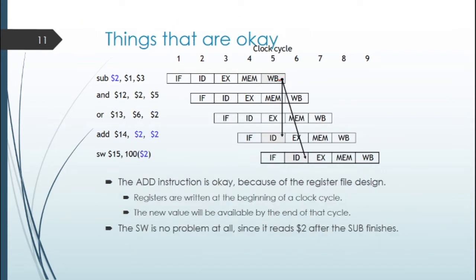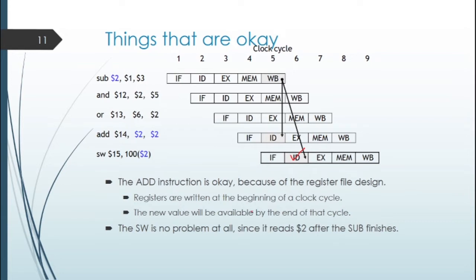So which of these dependencies are fine? You can see the last one is totally fine. This is perfect. The second last one, in the same clock cycle, this add instruction is also okay. Why? Because of the register file design. What happened in the register file?